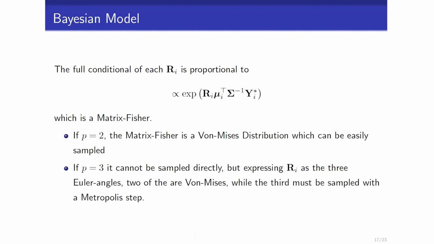The matrix spatial distribution is hard sometimes to deal with, but we are lucky because when P is equal to 2, so two-dimensional data, the matrix spatial is a von Mises distribution, which is a standard distribution. So we can sample directly from the full conditional. When P is equal to 3, we can't really sample from the matrix spatial distribution directly, but we can express the rotation matrix with the Euler angles. And there are some tricks so that we can basically sample from the matrix spatial distribution with Metropolis.